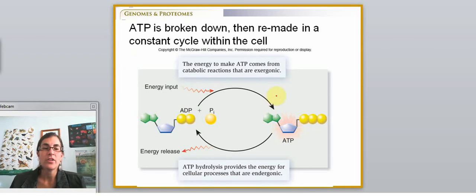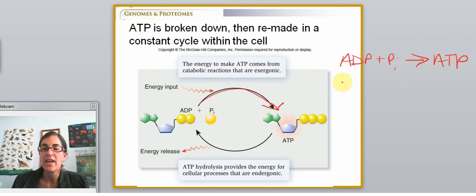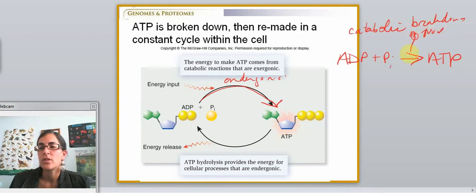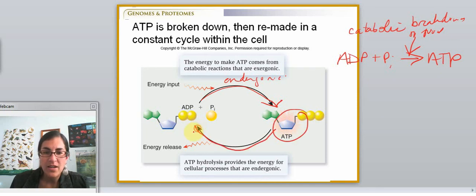ATP is the primary molecule used for this energy coupling. So an ATP molecule will go through a constant cycle of either being made or broken down. So in this part of the diagram here, this is the endergonic reaction. So ADP being made into ATP. So this is endergonic, and this is going to come from the catabolic breakdown. The energy here is going to come from the catabolic breakdown of our food. So that provides the energy for this reaction. That gives us ATP. ATP can then be broken down.